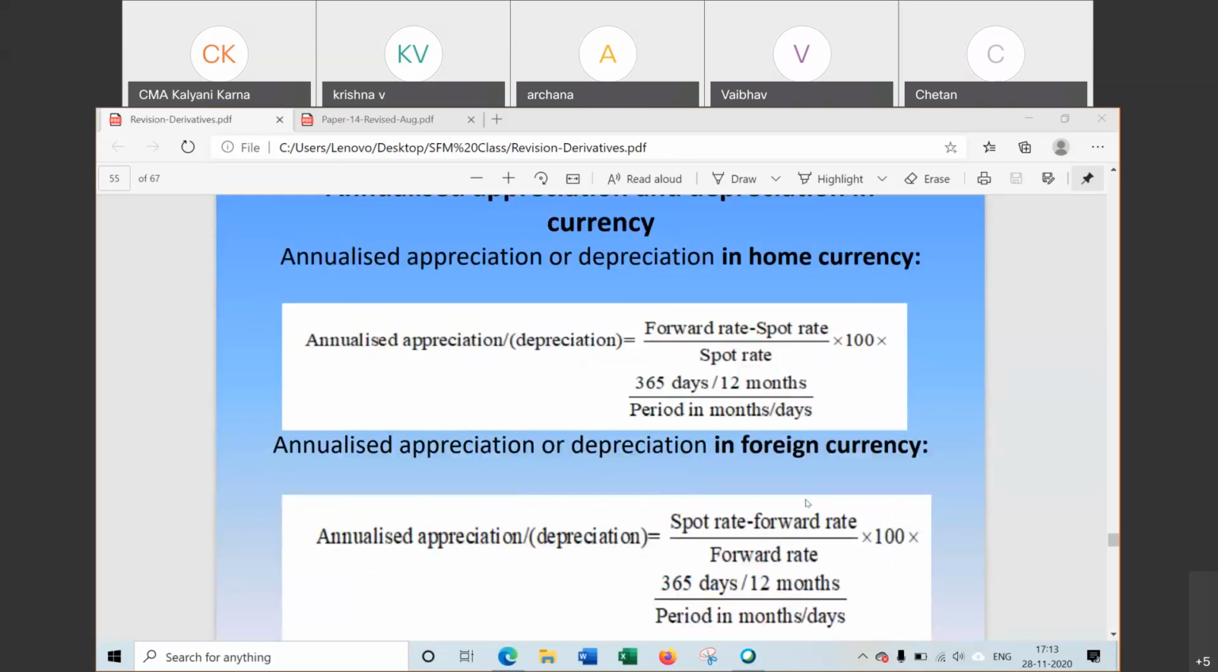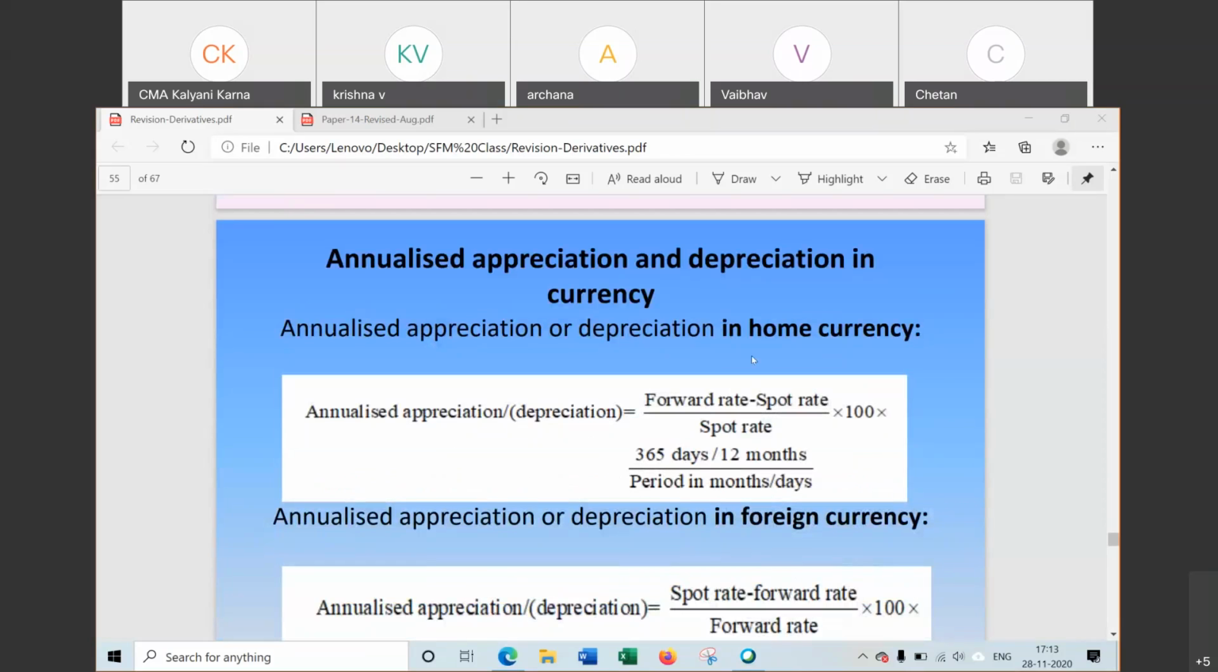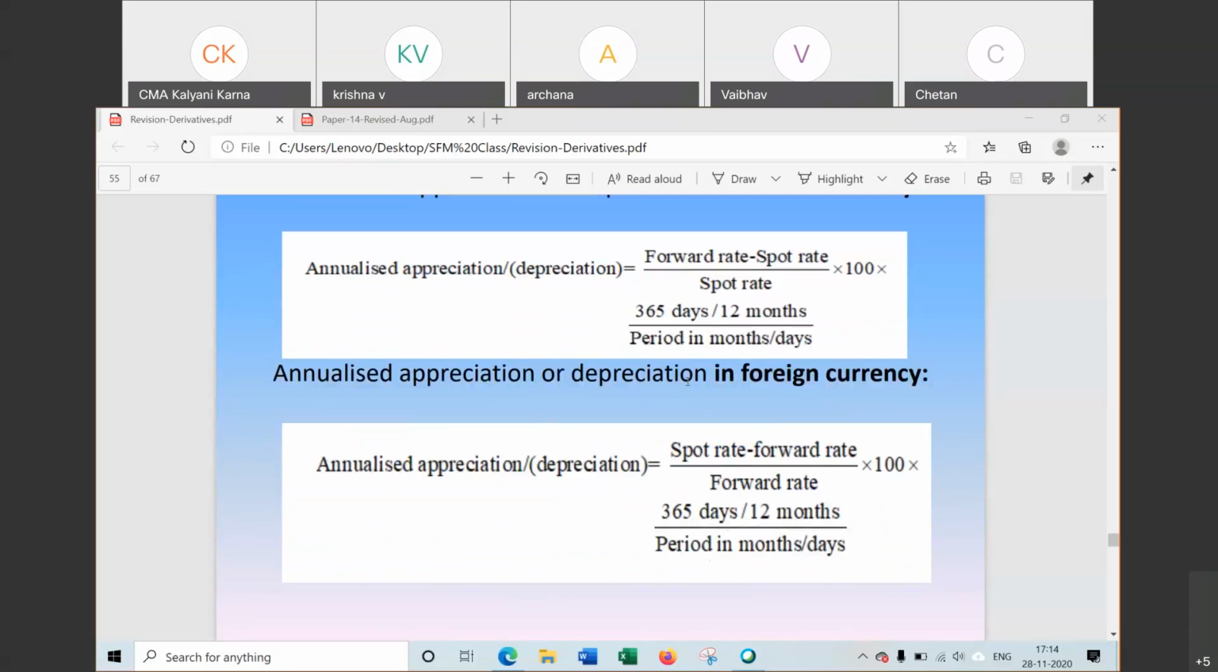Another topic in this chapter is annualized appreciation or depreciation. Annualized appreciation and depreciation in home currency: forward minus spot upon spot into 100 into 365 or 12 or whatever, if it is given in days then 365, otherwise 12. Forward minus spot upon spot. Annualized appreciation or depreciation for foreign currency is spot minus forward upon forward. Whatever the second figure is in forward minus spot, use that in the denominator here. And in this case spot minus forward upon forward.